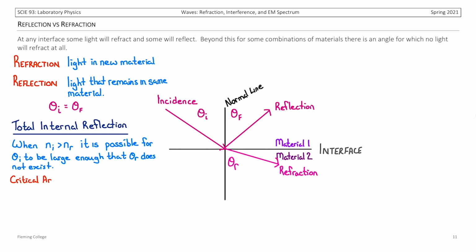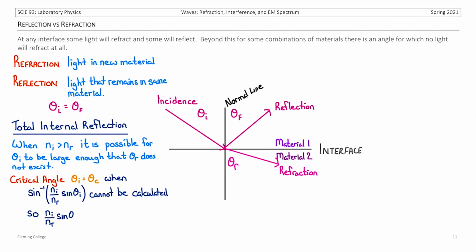We call this angle of incidence the critical angle, and it can occur when the sine inverse of the index of refraction of the incidence material over the index of refraction of the refraction material, multiplied by the sine of the angle of incidence, which is just Snell's law rearranged, could not be calculated. Mathematically, this happens when the bit inside the brackets is greater than 1, because we can't take the sine inverse of a value greater than 1.